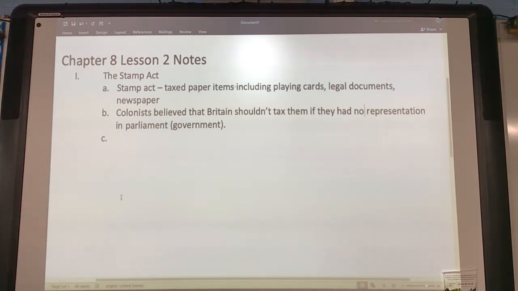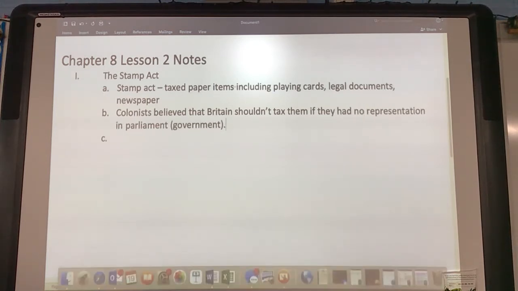Roman numeral 2. Whoops. There's an awful lot of conversations happening. On page 304, colonists work together will be our next one here.